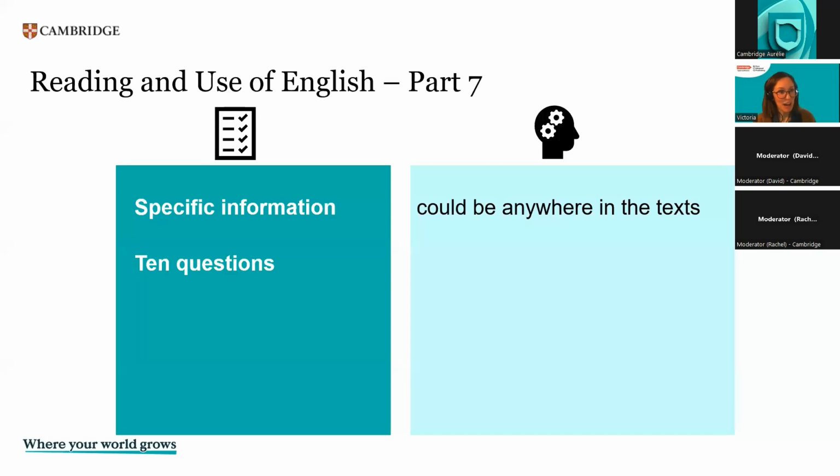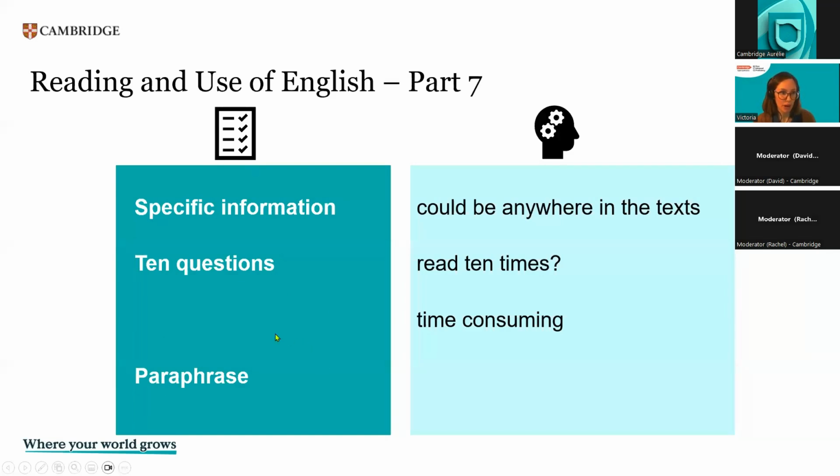And as Abril said, we need to underline keywords in the 10 questions. It is very important. We are not going to read 10 times. Okay, this is very time consuming. So it's important that we underline the keywords and that we are ready to identify paraphrasing. So we're going to be searching for meaning, not words.